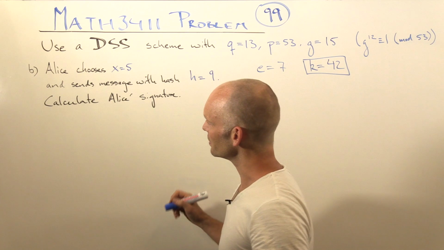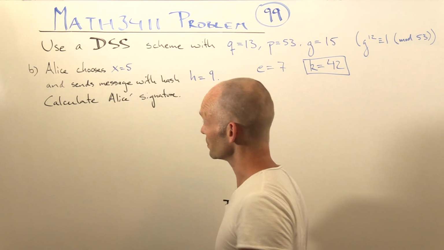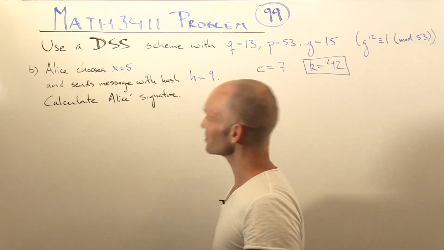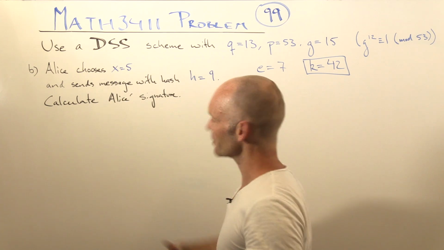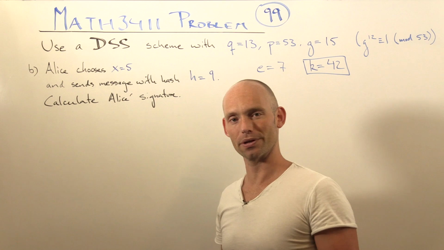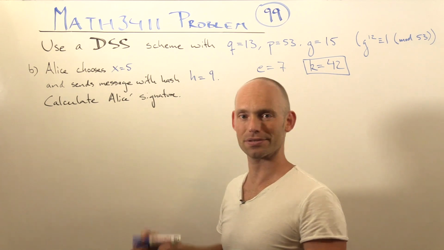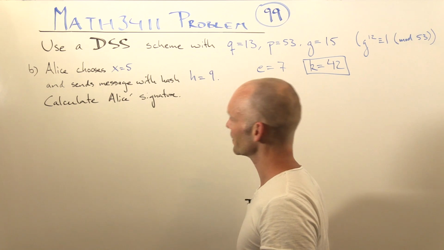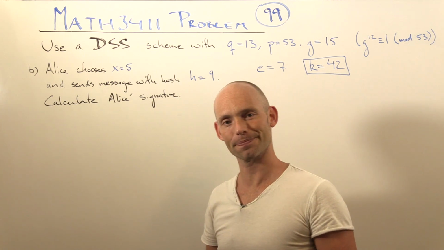So the first thing that needs to be done is that Alice has to choose a random number X, and she will then send a message that gets hashed. So we don't need to use the whole message to generate a signature. We can just hash it. For instance, here we have the hash value 9. And then we have to calculate Alice's signature.